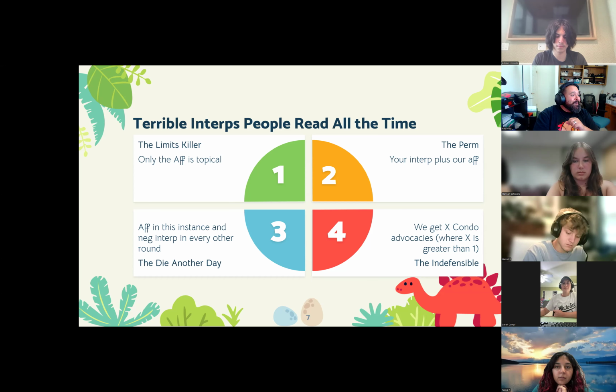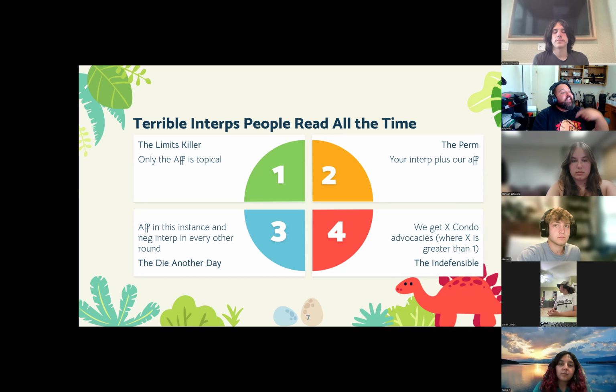The definition of limits posts limits best because it allows us to understand the meaning of individual words within the resolution, thereby creating a focused debate. All that sentence said is most limits, best limits. They have now read an interp that is the most limiting possible. There is only one app that is allowed. They have now link turned all of your limits-based offense. We'll come to why that's dumb in just a minute. That's the limits killer. This happens all the time.